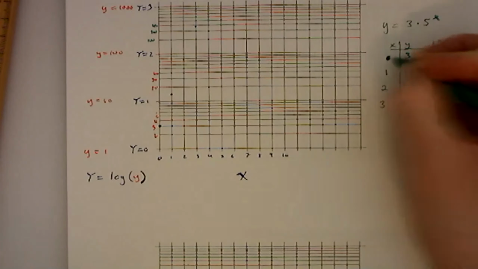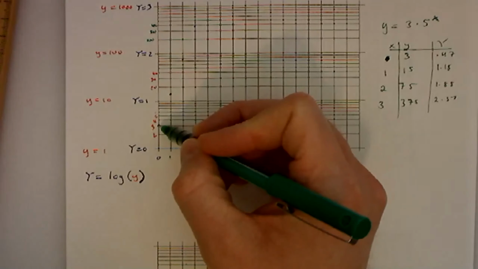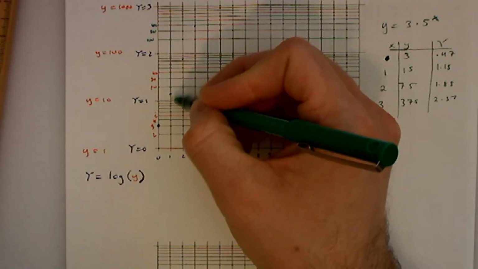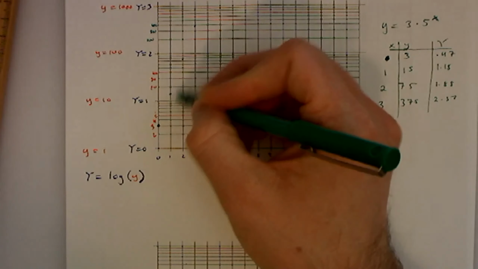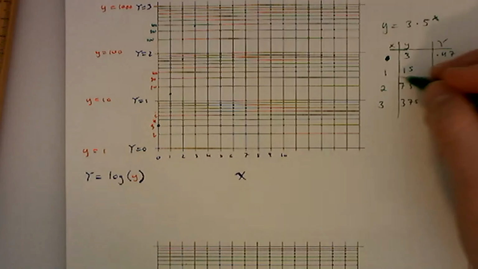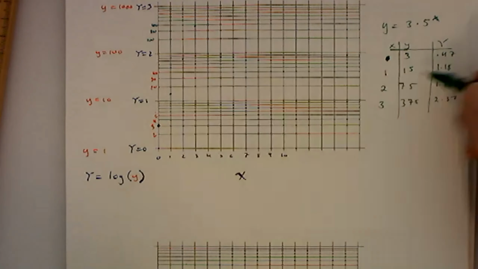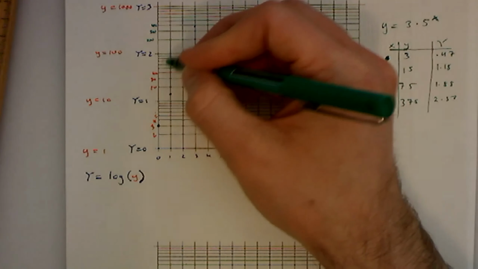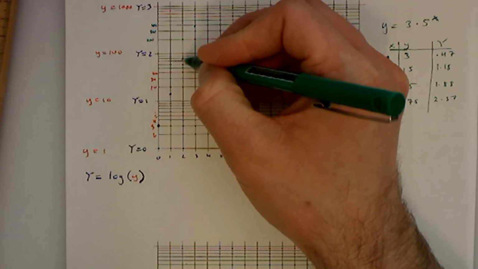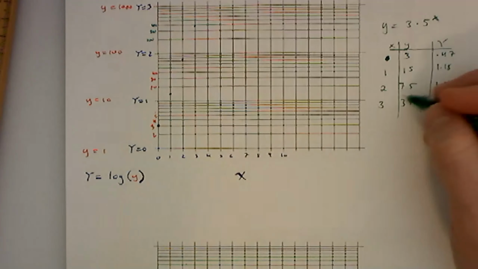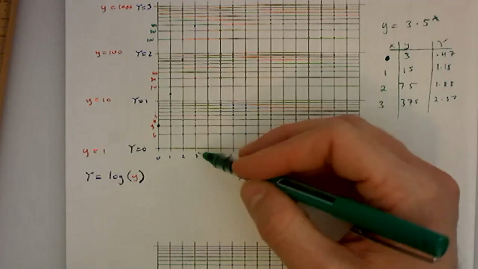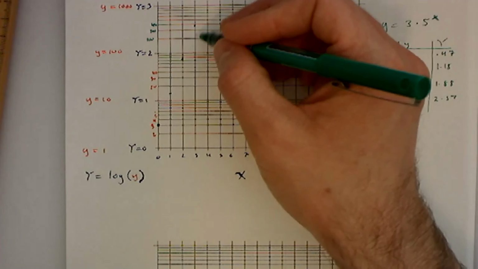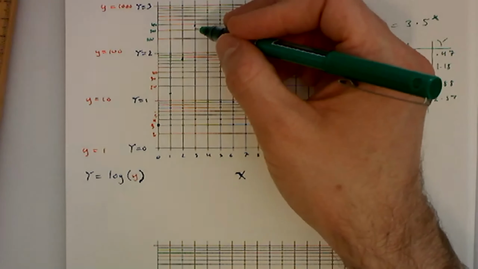When x is 0, I get a y value of 3. When x is 1, I get a y value of 15, which is kind of halfway between 10 and 20. When I have x equal to 2, I have a y value of 75. So up here, 40, 50, 60, 70, 80. So it's just between 70 and 80 right there. And then when x is equal to 3, I have a y value of 375. So I go up to 100, 200, 300, 400, a little bit closer to 400 than 300.